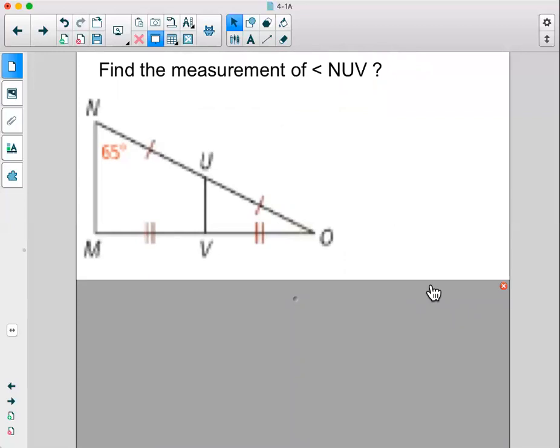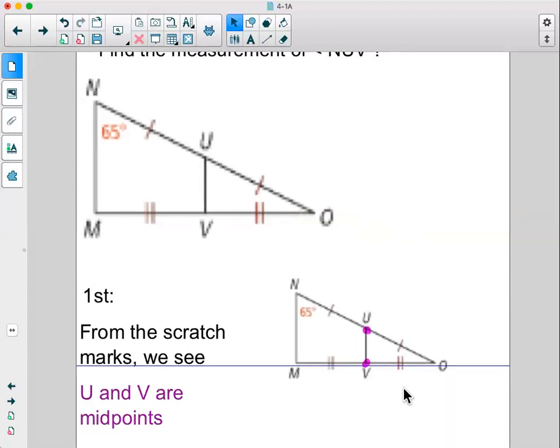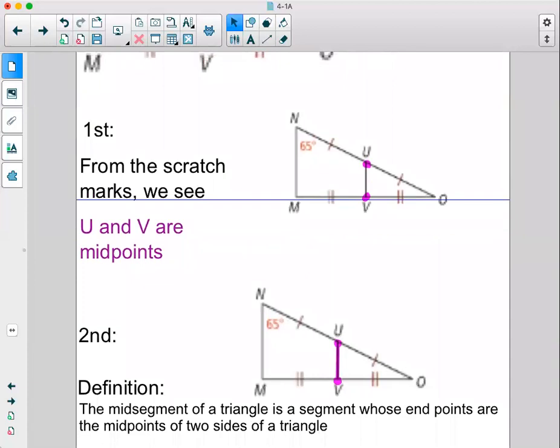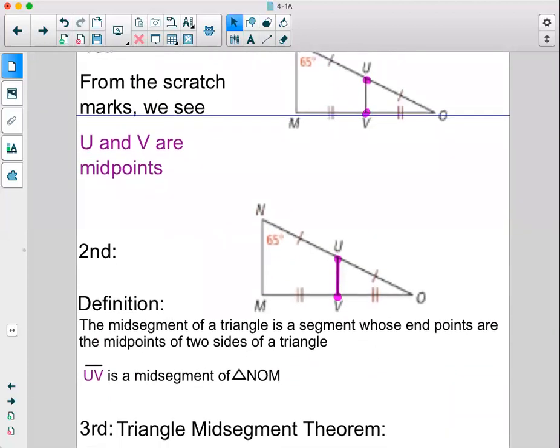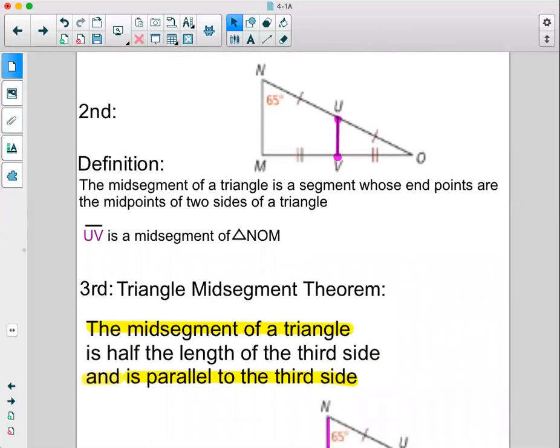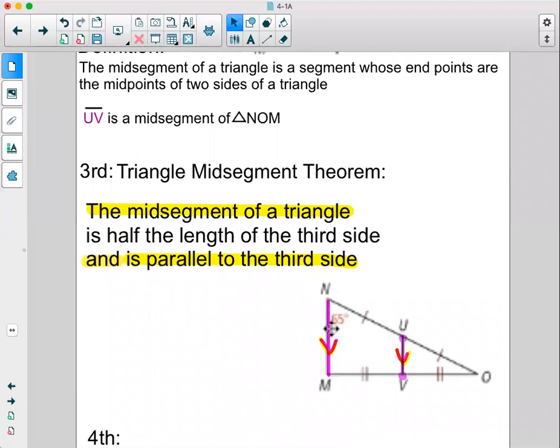Pause the video and use your triangle midsegment theorem to figure out the answer to this problem, and then press play for the solution. The first thing you'll do is notice that these scratch marks tell us that U and V are midpoints. The next thing we know is because U and V are midpoints, the definition of a triangle midsegment applies. UV is the midsegment of triangle NOM. Then we can apply the triangle midsegment theorem, specifically the part that talks about how a midsegment of a triangle is parallel to the third side. So UV will be parallel to NM.